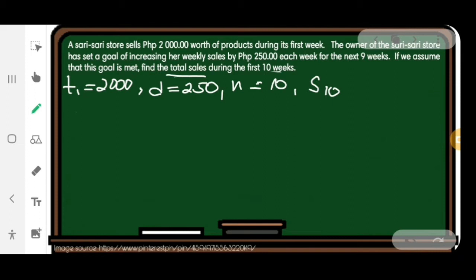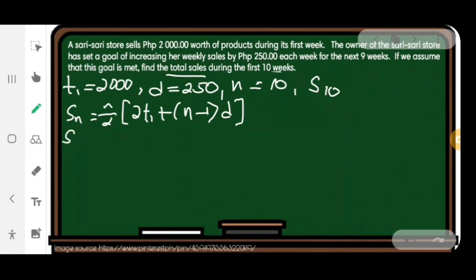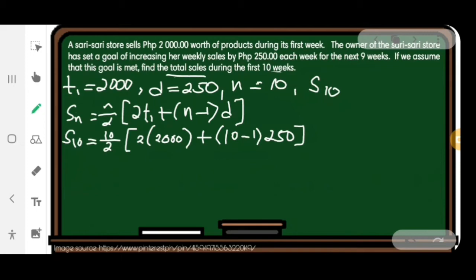By using this formula, S sub n is equal to n over 2 times quantity 2 t sub 1 plus quantity n minus 1 times d. Now substitute the given values. So we have S sub 10 is equal to 10 over 2 times 2 times 2000 plus 10 minus 1 times 250. Now this is very long.